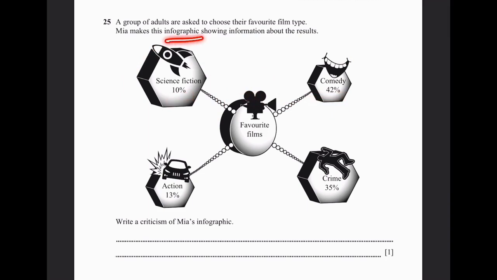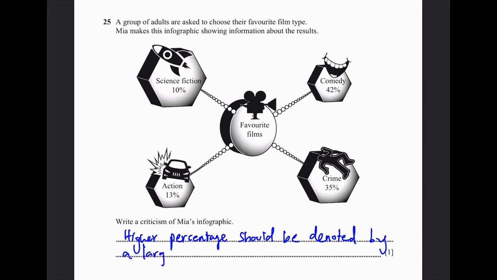So usually in infographics, it's better to represent the lower percentage with a smaller shape and larger percentage with a larger shape. And that's why we can write higher percentage should be denoted by a larger shape. That's the answer. But then, in Mia's infographic, it's given wrongly.